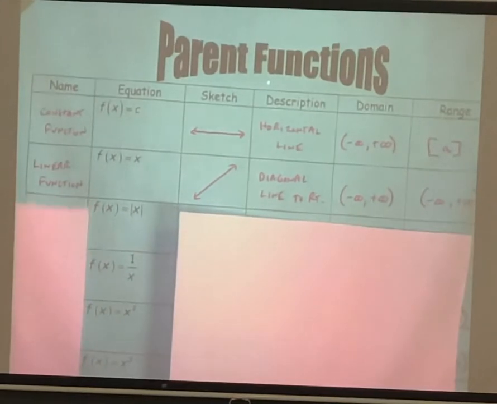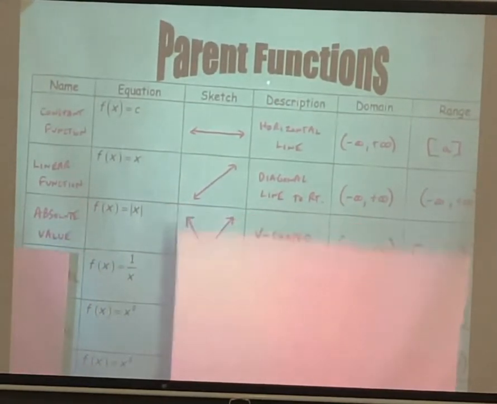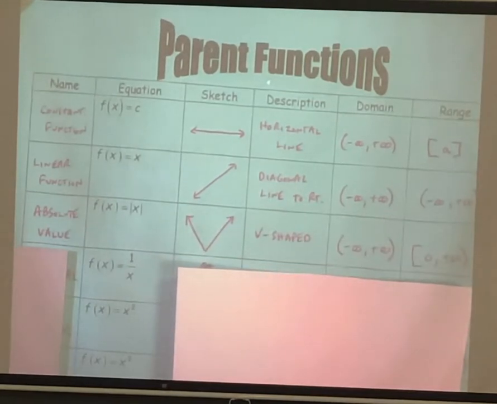Okay, the next one is one that you actually did graph, the absolute value function. It looks like a V shape. Domain, negative infinity to positive infinity. The range, we're starting at 0, so we're including 0, going all the way to positive infinity.